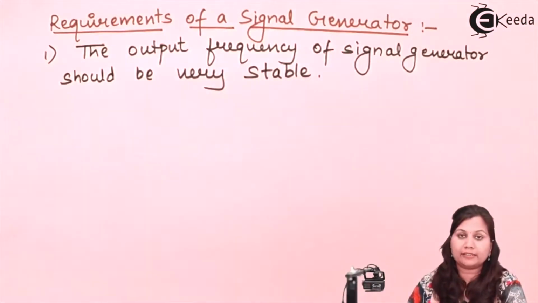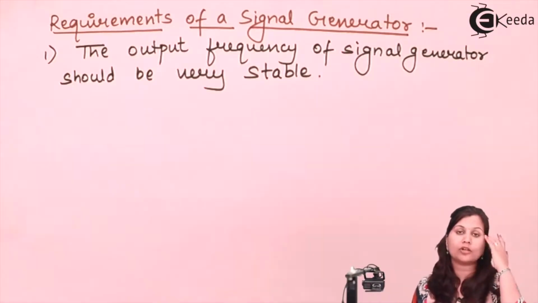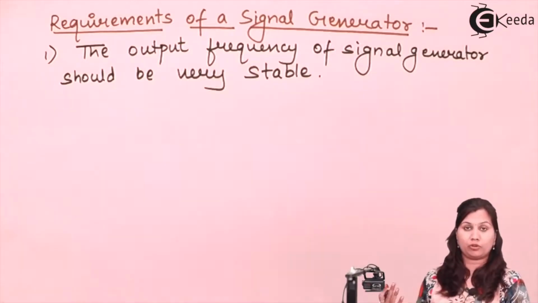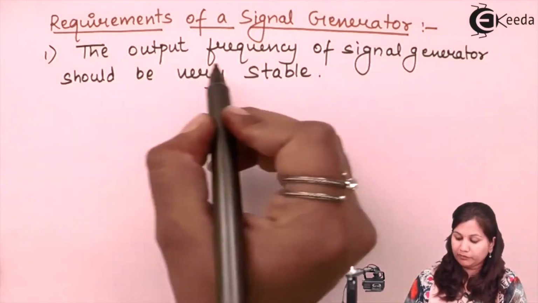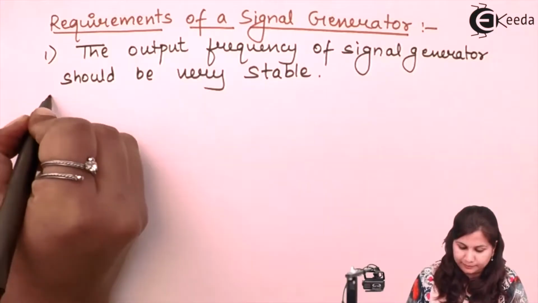When we are using the signal generator in the laboratories, we require that the output frequency of the signal generator should be very stable, because we are using that output waveform for other electronic circuits. So if the output frequency is not stable, there will be fluctuations in the other circuits also, and measurements cannot be done correctly. So the output frequency of the signal generator should be very stable.